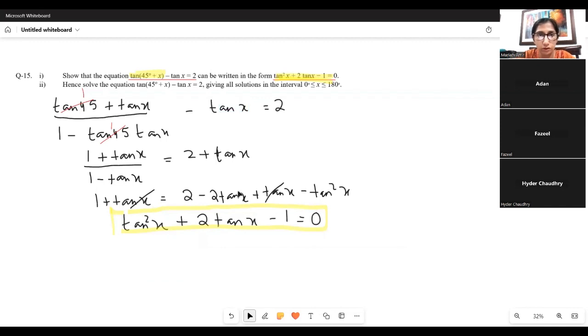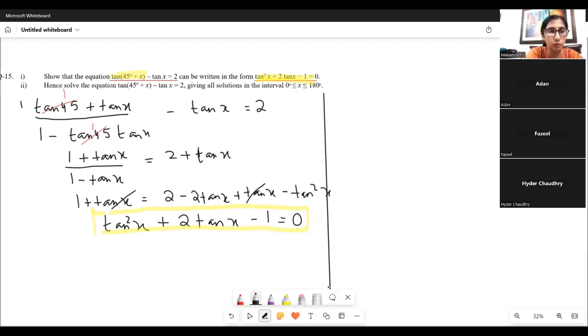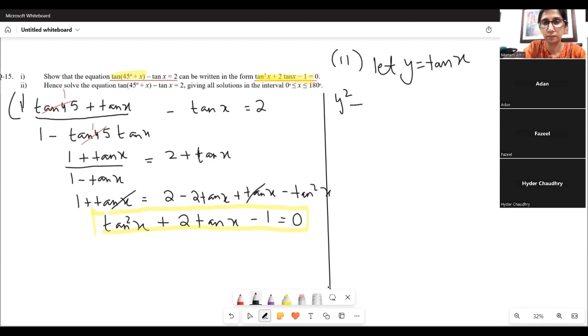And solve this equation. So instead of solving this equation, we're going to solve this hidden quadratic equation. So part 2. Let y equals tan x. So y square plus 2y minus 1 equals 0. We will have to use the quadratic formula.